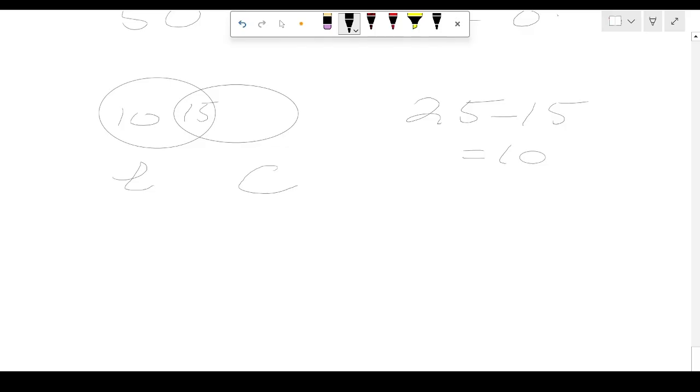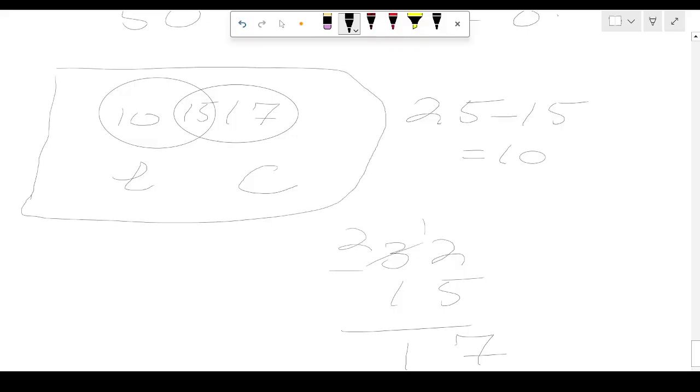Then the number of car porches is 32. So 32 subtracted from 15, I'll have 17. So I'll just place 17 right here. And then what will I do? I'll just draw this rectangle to indicate the universal set. And then the value of 8 will be placed right outside these two sets to indicate that there are 8 houses which have neither lawns nor car porches.